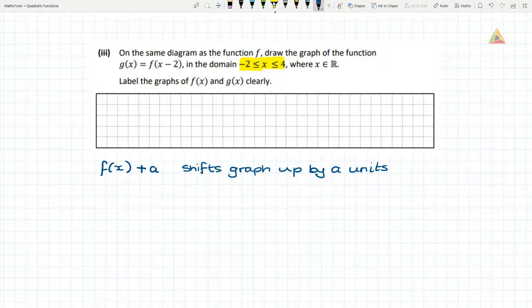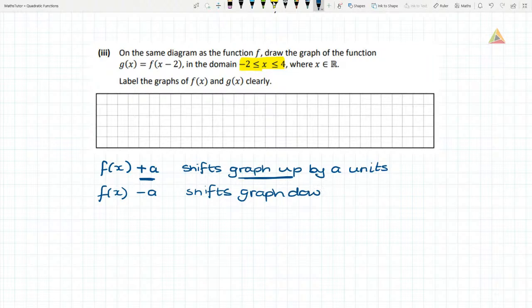So this one might say f of x and add 2 to it, or f of x and add 4 to it. And what this does is that if I'm adding a number outside the bracket, it's going to shift the graph up. If I subtract a number outside the bracket, it's going to shift the graph down by that many boxes. So that's the first sort of change that we can have. And that's when we put this constant outside the bracket, and that's going to move it up and down on the y-axis. This one, though, is inside a bracket.